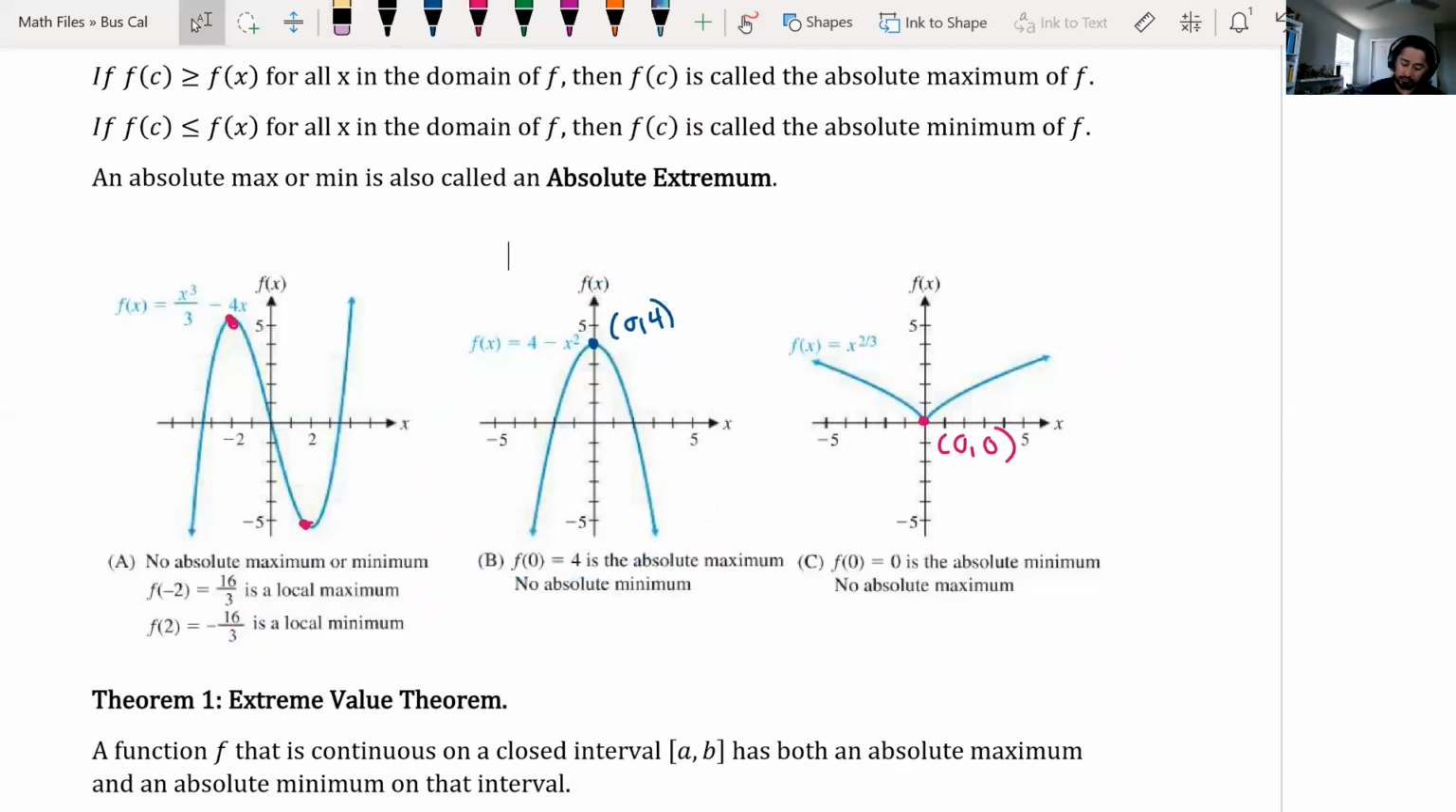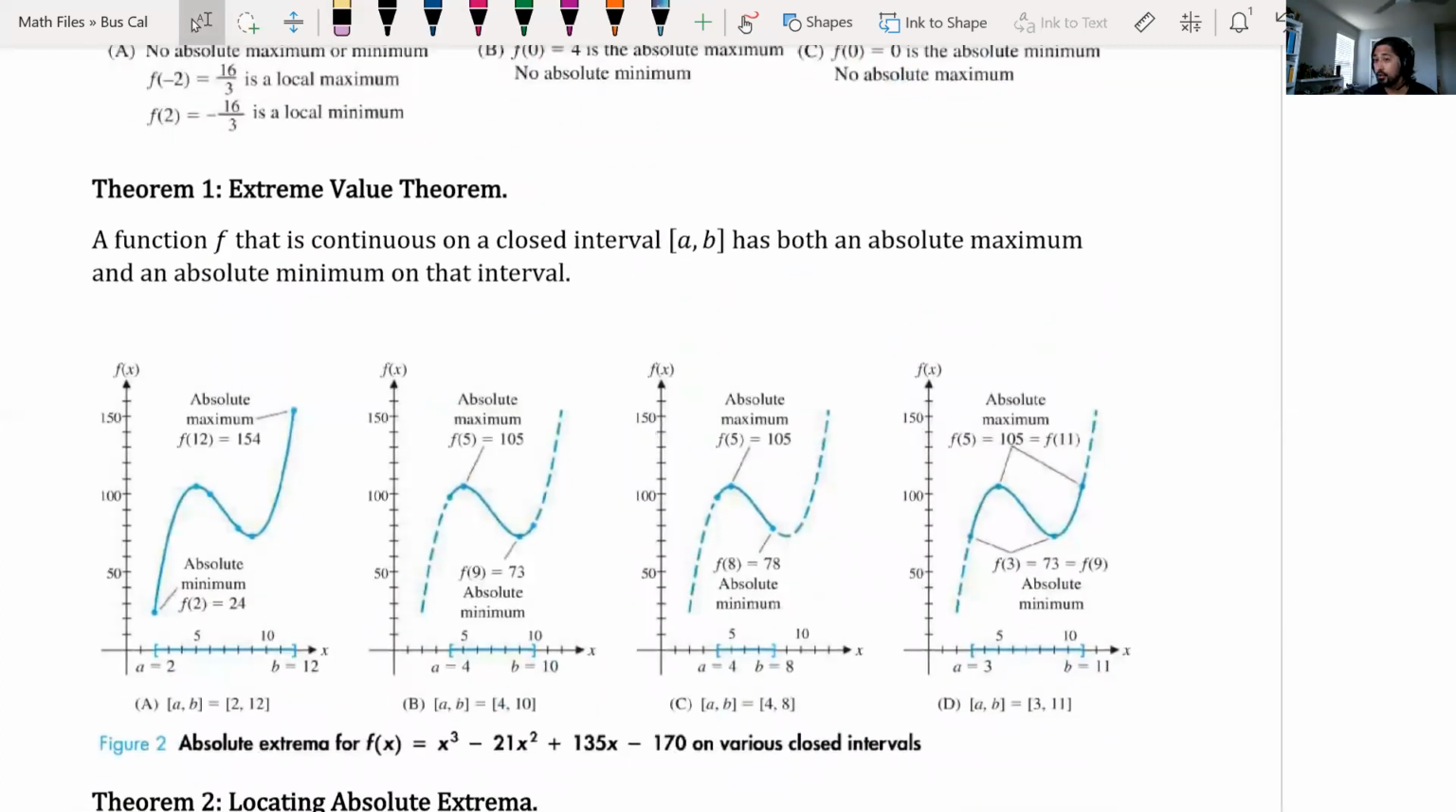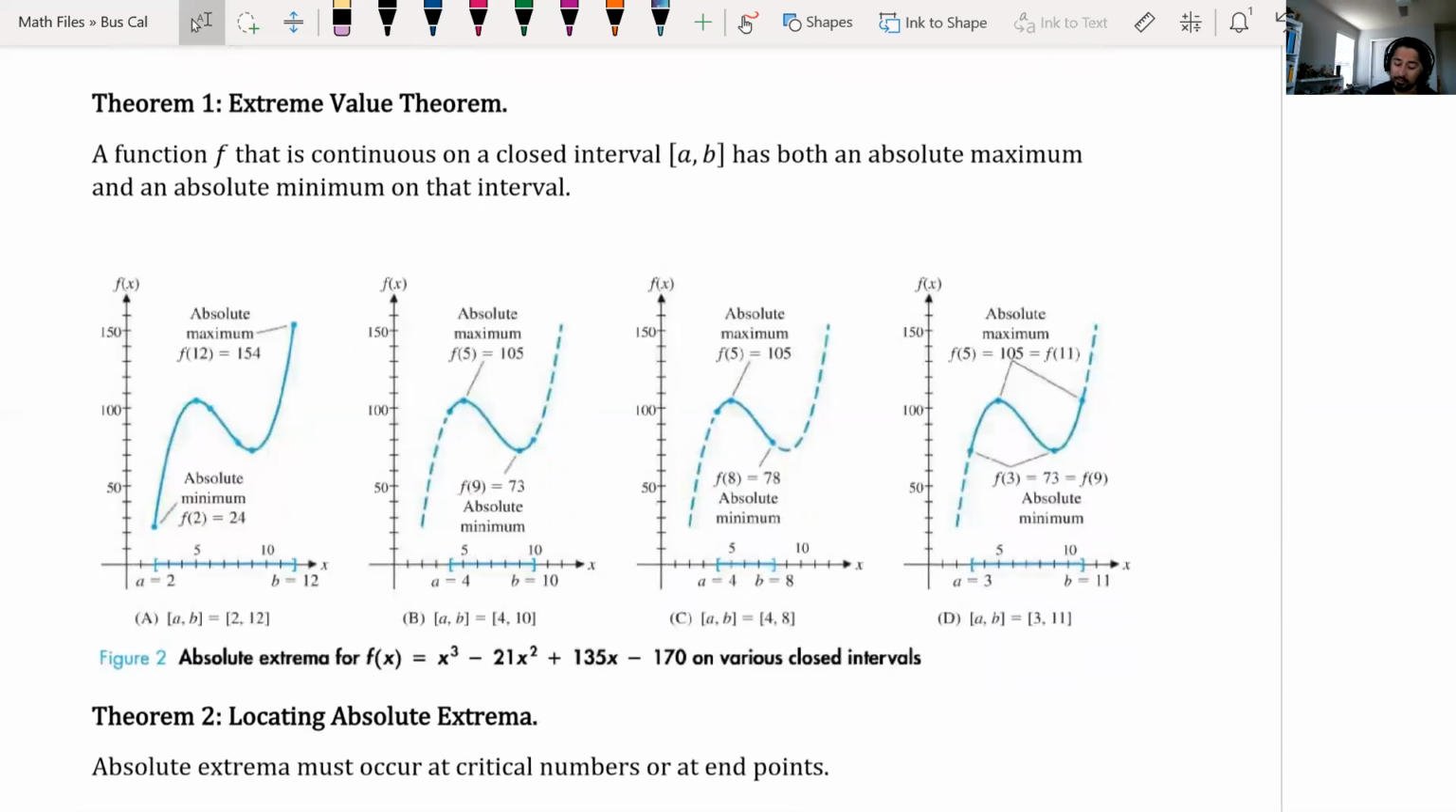Okay. And we come across our first theorem. It's called the extreme value theorem. A function that is continuous on some closed interval has both an absolute maximum and an absolute minimum on that interval. So if we take an open interval and we close it, this means that we cut off a continuous function. And if you cut off the function, then you will have an absolute high point and an absolute low point. And the examples of that are the graphs given below.